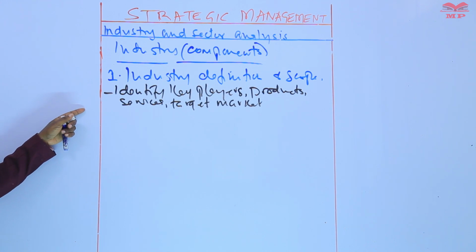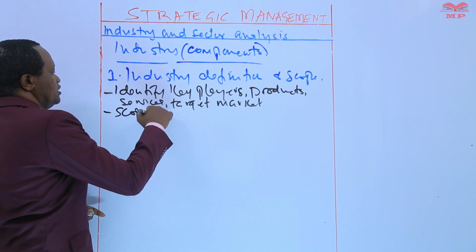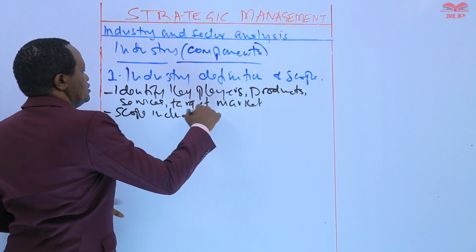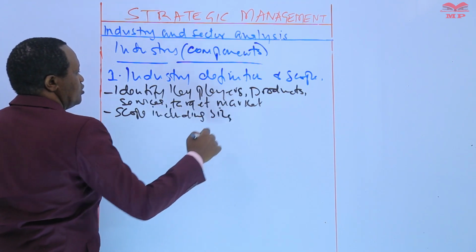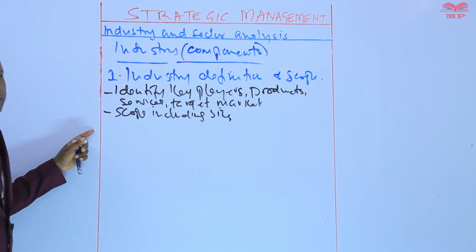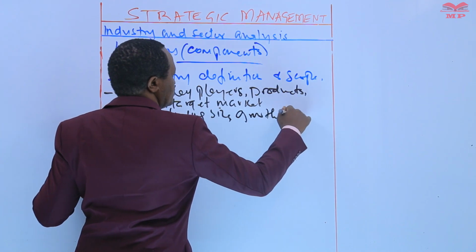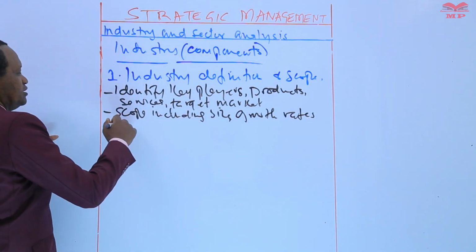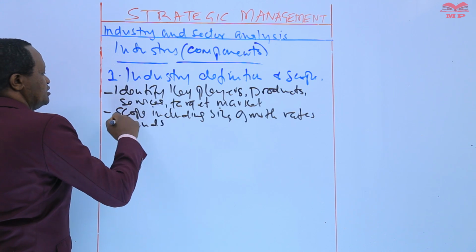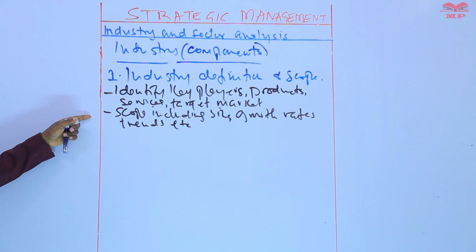Another aspect is understanding the industry scope, including its size. What is the size of the industry? What is the growth rate? What are the overall trends? Growth rates, the trends in the industry, and so on. That is the second aspect of industry definition and scope.